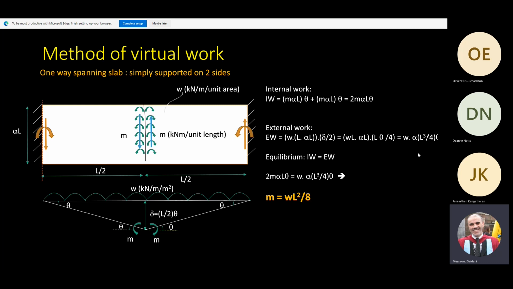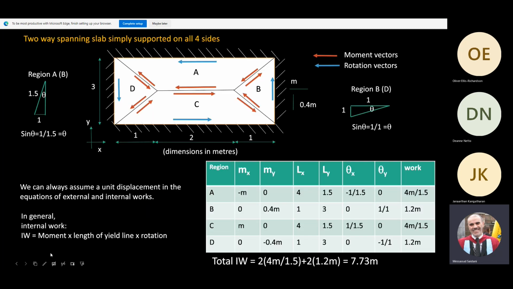So it wouldn't make any difference whatsoever if I had chosen a unit displacement. Would you agree? If delta was 1, I would get exactly the same answer here. Are you with me? Yeah. So in yield line analysis, we always assume that the displacement is a unit displacement. So you've got a unit displacement at this point here, the maximum displacement. So we have 1 there.